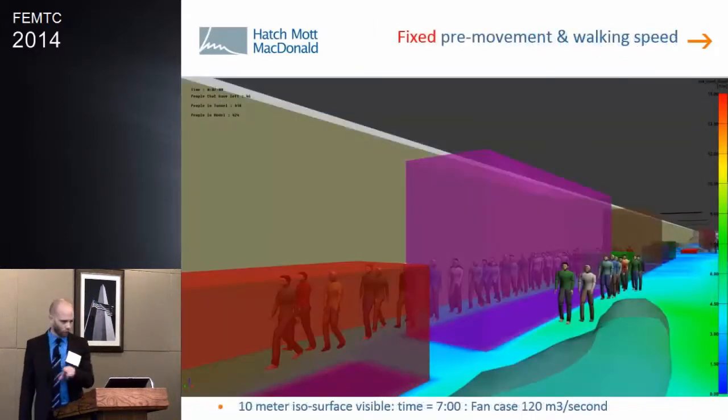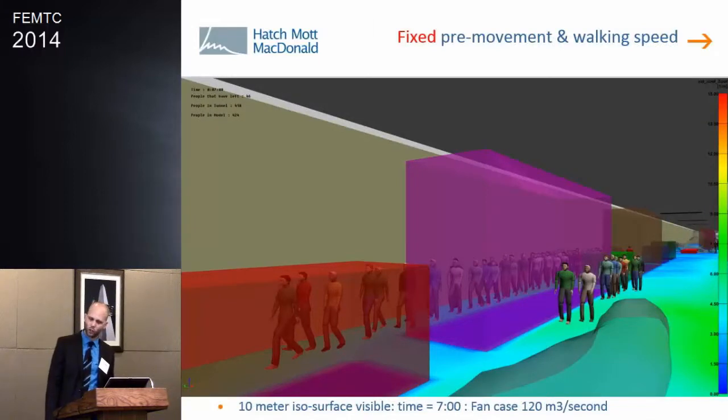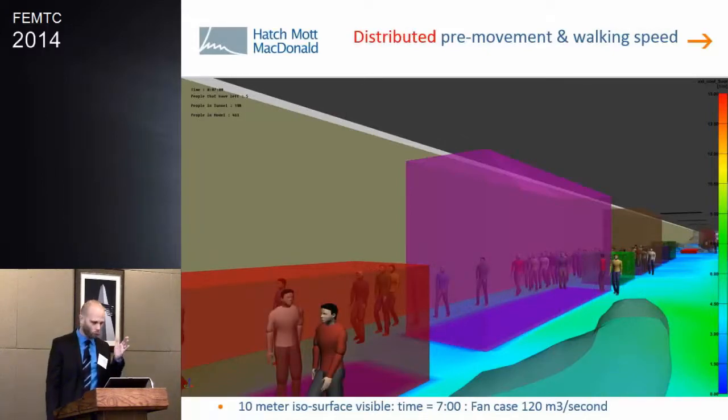So what's interesting, and this is just skipping ahead slightly to the results, is the difference between the fixed and the distribution. This is the 120 metres cubed per second fan case at 7 minutes, and we've had 46 people leaving, and you can see most of the vehicles up in the distance here are empty, and in fact everyone's in the roadway and they're walking along like they're on some kind of marching outing. This is actually the same case with the distributed walking speeds and pre-movement time, and at the same time, instead of 46 people having left, we've only had 5 people evacuated, and you can see there are still far more people in the coach up the front, and it's much more distributed.